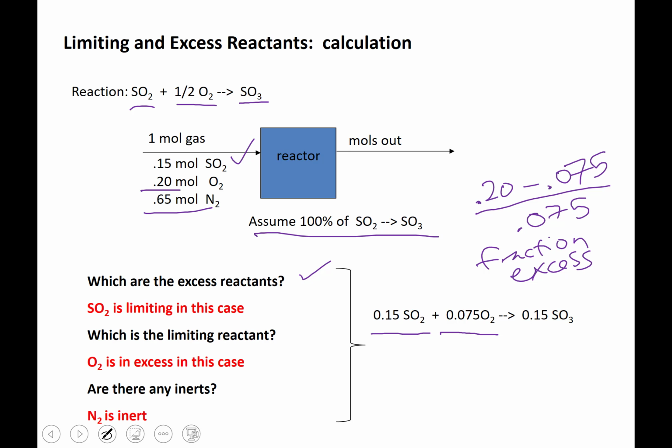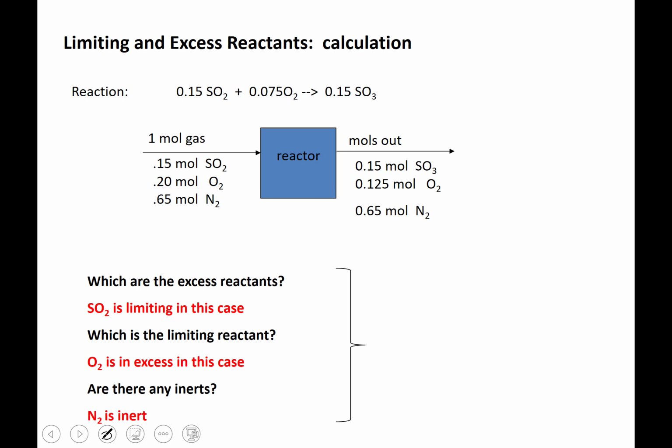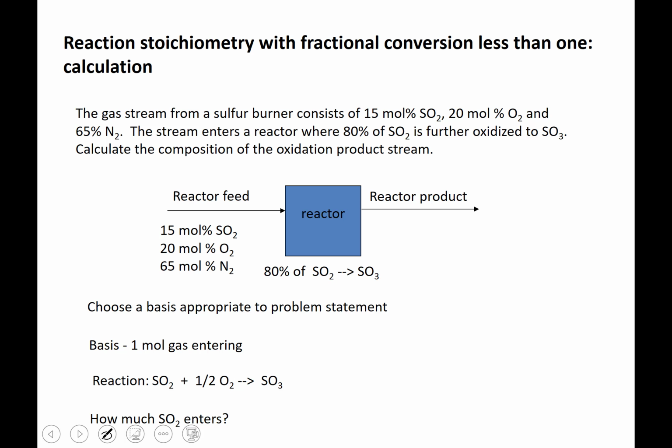Okay, are there any inerts? Yes. Nitrogen is an inert because we do not see it anywhere in the chemical reaction. So this is the actual reaction that takes place. And so now we can do the calculation of what we expect to find in the product stream.